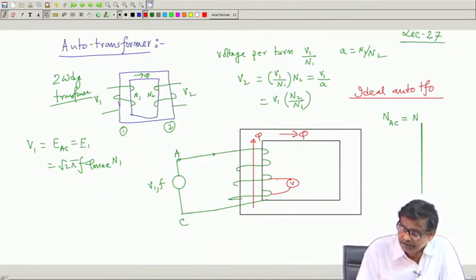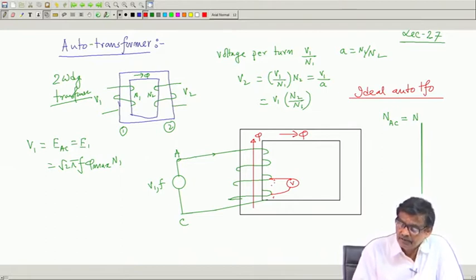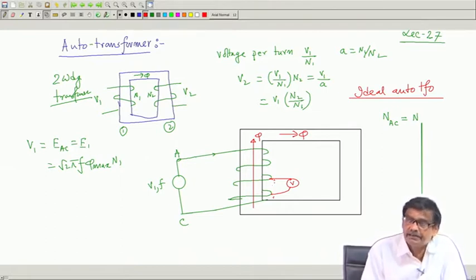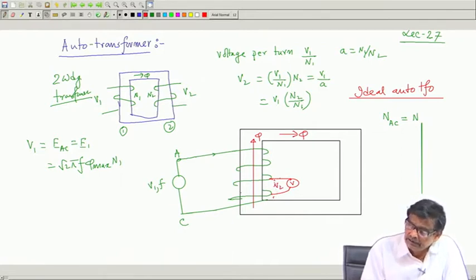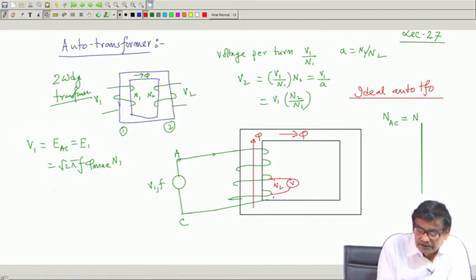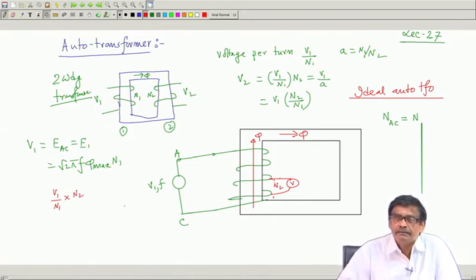If you applied V1 here, you will then tell how many turns are there between these 2 points. If the number of turns are 4, then you will be able to calculate, because voltage per turn remains same, multiply with N2. So, if there are N2 turns here between these 2 tappings, the voltage induced will be V1 by N1 into N2. Voltage per turn is V1 by N1, and that into N2 will give you the voltage here.